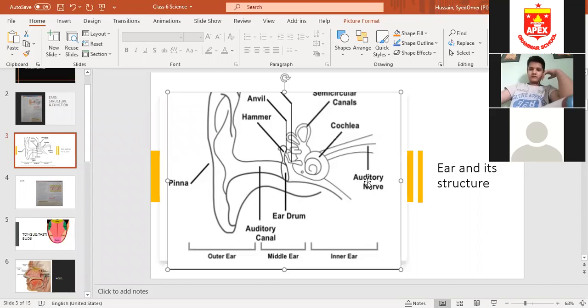Okay, so there are also semicircular canals present. These canals are the organs of balance. They maintain the balance. Whenever a person moves, the liquid in the canals also moves. So whenever we move, these canals maintain the balance.